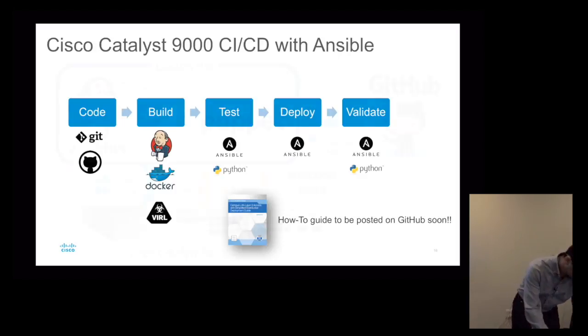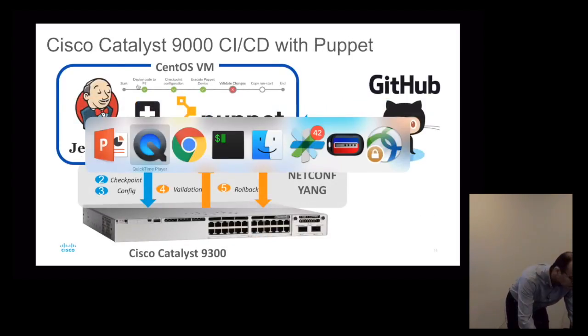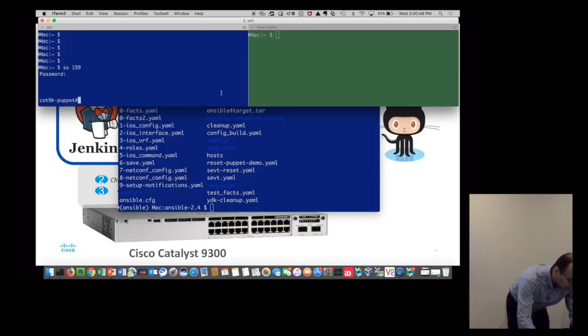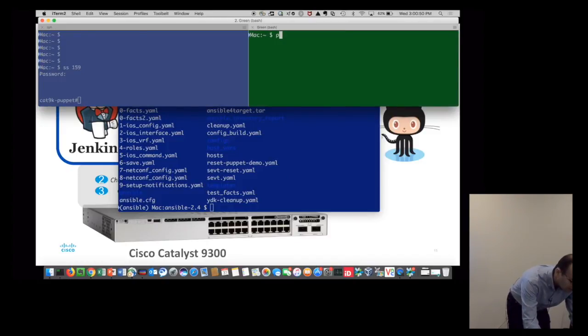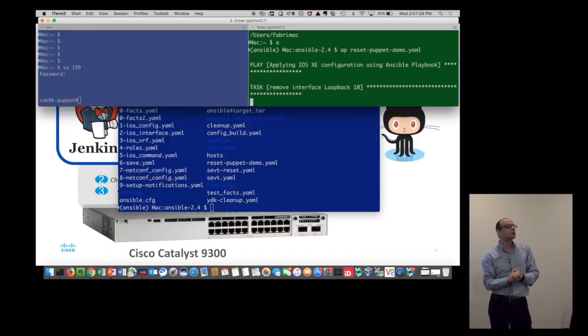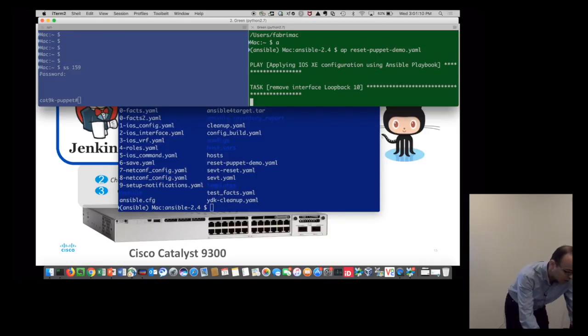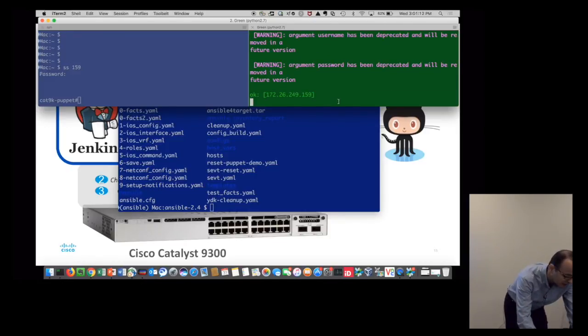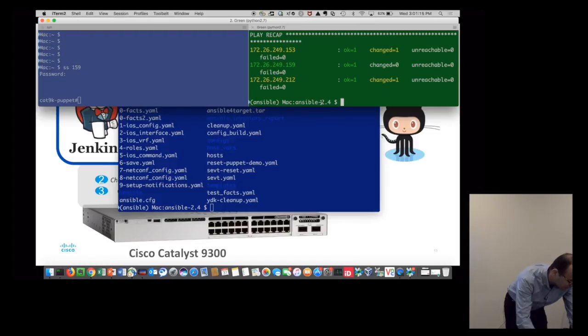And let me run the demo. First of all, let me reset the configuration, and just to be politically correct, I'm going to reset using an Ansible playbook. Essentially, the only change I'm making in the configuration is creating a loopback interface with a description and an IP address. So with the Ansible playbook, I'm just removing the loopback interface from the devices.